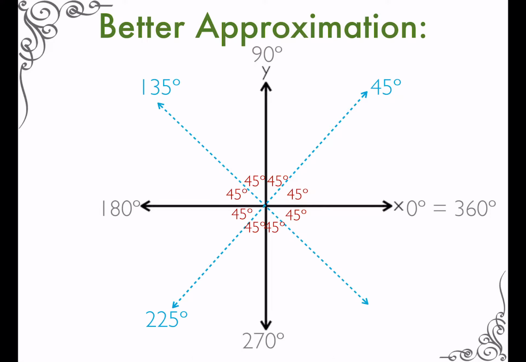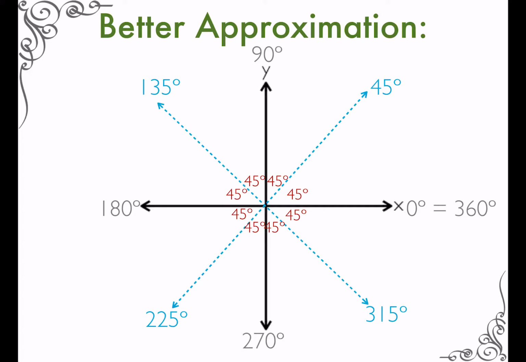225 degrees is another guide angle. That's 45 degrees away from 180. And finally, the last guide angle that I could draw there could be 315, because that's 45 degrees away from 270.